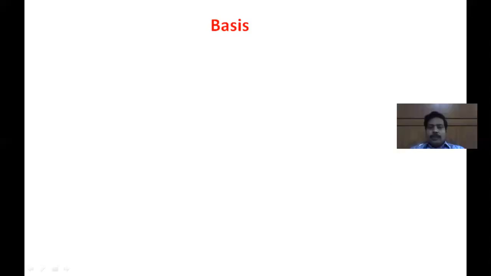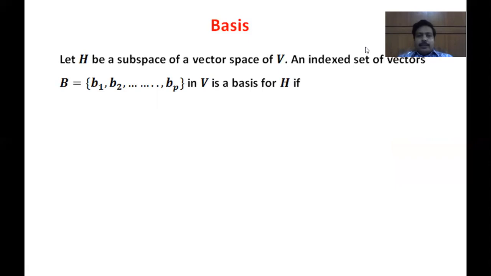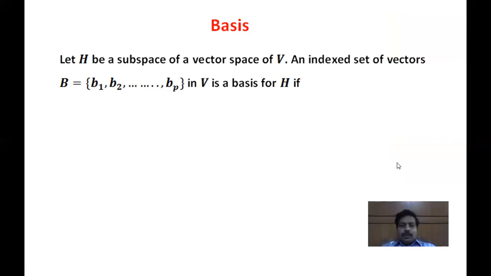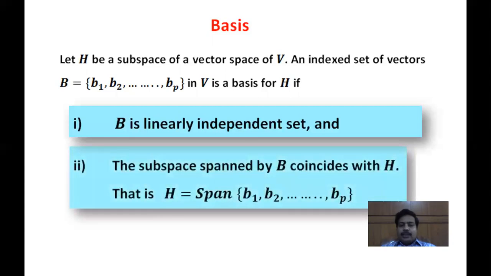Let us first quickly go through some useful definitions, useful prerequisites for this class. Basis. We know that if H is a subspace of a vector space V, then an indexed set of vectors B = {b1, b2, ..., bp} in V is a basis for H if two conditions are satisfied. One, B is a linearly independent set, and two, B spans H. That is, H is equal to span of b1, b2 and so on bp, which are the vectors in B. So if B is linearly independent and B spans H, then we can say that B is a basis for subspace H.